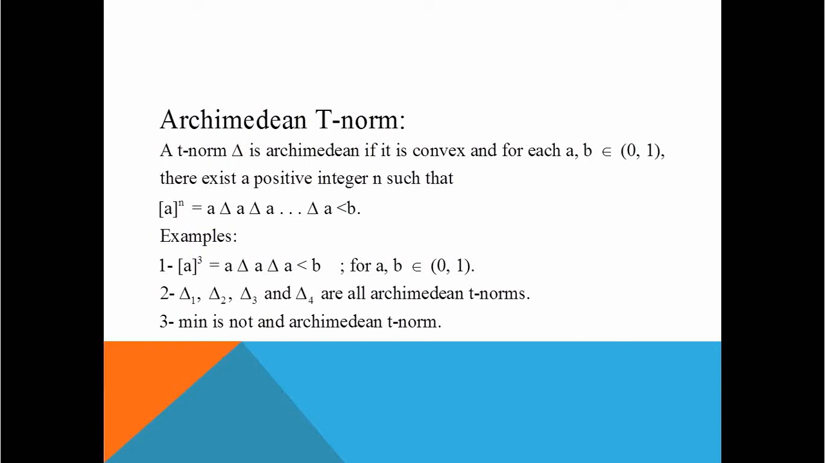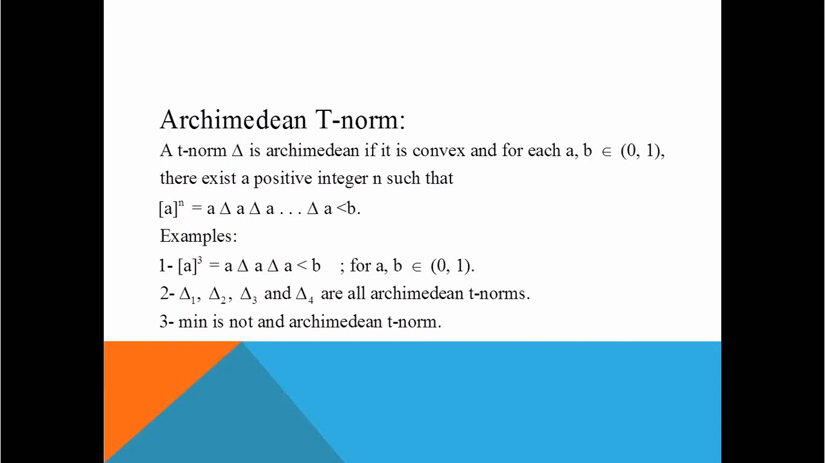We can see here are three examples. These three examples will make the Archimedean T-norm clear to you. First, a power 3, which is a delta a delta a, is less than b for a, b belonging to (0,1). It holds for the Archimedean T-norm that a power 3 is less than b for all a, b belonging to the open interval (0,1).